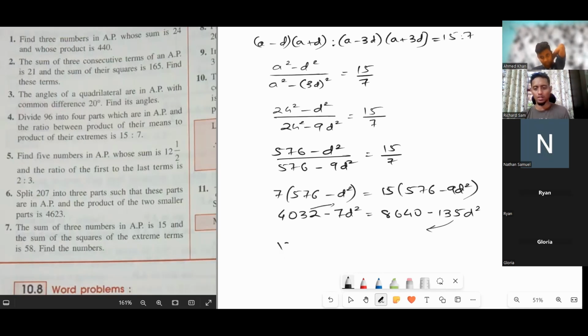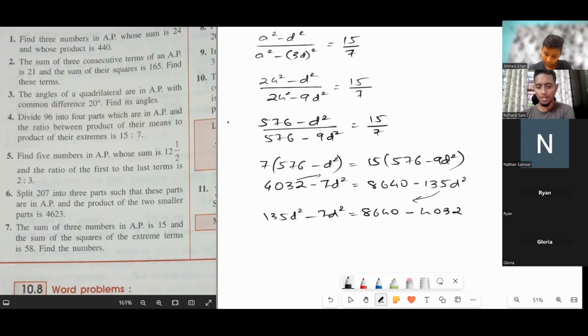Okay, take the D squares on the left and the numbers on the right. So 135D square minus 7D square is equal to 8640 minus 4032. By the way, anyone got the answer for D? How much? 6. Okay. So 135 minus 7 is 128 D square is equal to, if we subtract, we get 4608, correct? So D square is equal to 4608 divided by 128.